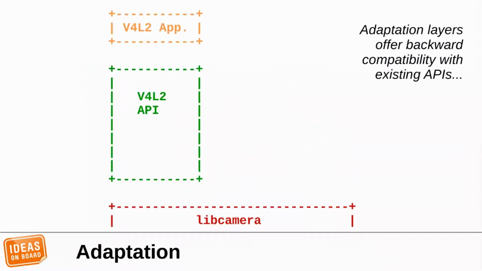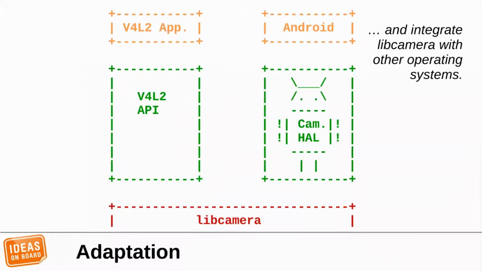I briefly mentioned the fact that we have an adaptation layer. They offer backward compatibility with the existing APIs, V4L2 in particular, and allow integration of libcamera with other operating systems as well. So we do have implementations of those at the moment, but we'll dive a bit later into details of the implementation status of libcamera.